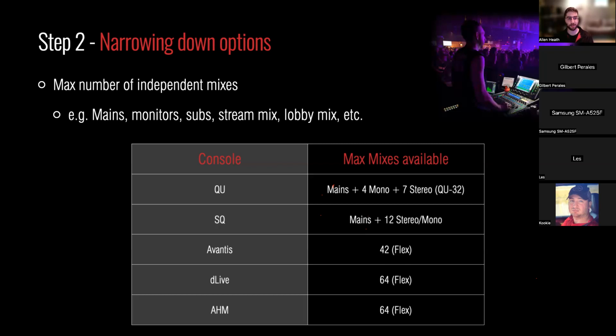With Avantis, DLive, and AHM, notice it says flex because in those consoles, you just have a total amount of buses within the console, and you could assign those as you wish to your mains, to your auxes, to your groups, to your matrices, to your effects buses. So with Avantis, DLive, AHM, you have a lot of flexibility in terms of allocation. With SQ, you have your mains, and then you have 12 mixes that can be either mono or stereo, and they can each be auxes or groups, depending on your needs. So keep in mind, those are the capabilities of each of those consoles for independent mixes.